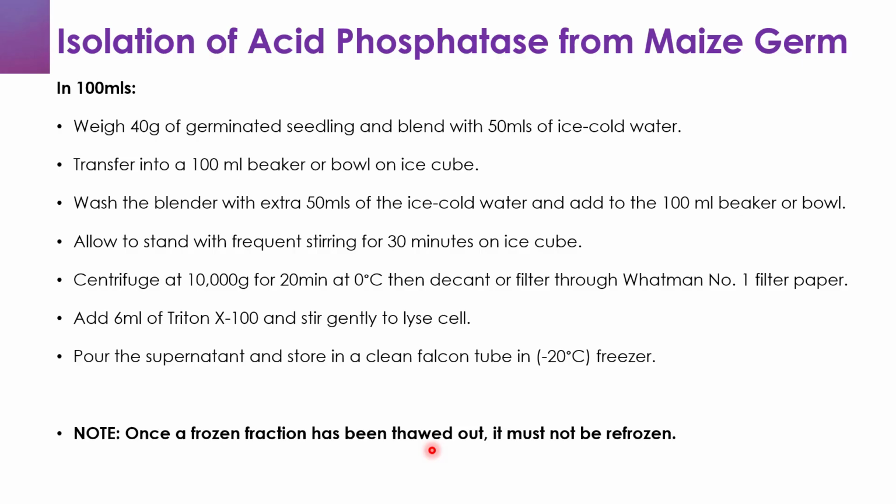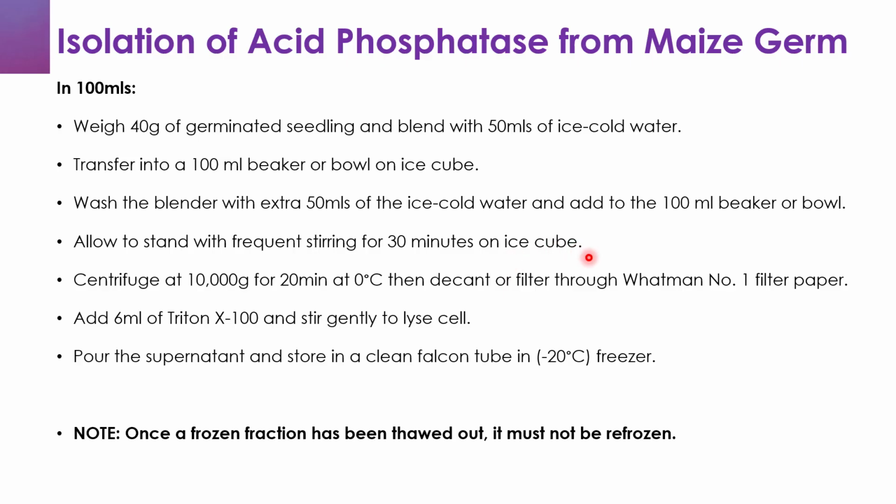Now let's look at the isolation of acid phosphatase from maize germ. We want to isolate 100 mils of the acid phosphatase from a maize germ. So this is the protocol that we are going to follow. We first have to weigh 40 grams of the germinated seedling and blend with 50 mils of ice cold water. We transfer into a 100 ml beaker or bowl on ice cube. We wash the blender with extra 50 mils of the ice cold water and add to the 100 ml beaker or bowl. We allow to stand with frequent stirring for 30 minutes on ice cube.